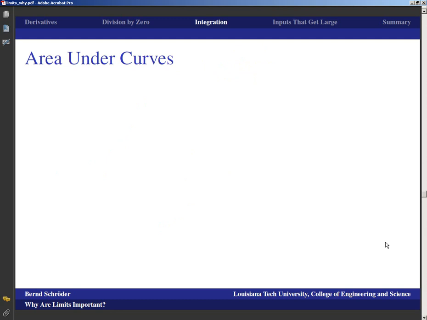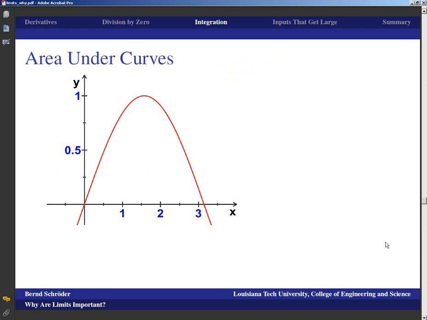Integration typically talks about areas under curves. If you're looking at this, actually no, that's not a parabola, that's the sine function, scaled so that here's 0, here's pi, here's 1, of course, on the y-axis. If you're interested in the area under the sine function between 0 and pi, well, you could just replace that area with a rectangle and say that that's the area, but obviously that doesn't work out. Well, you could look for a formula, but that formula doesn't exist, at least not as a formula like the formula for the area of a circle or so.